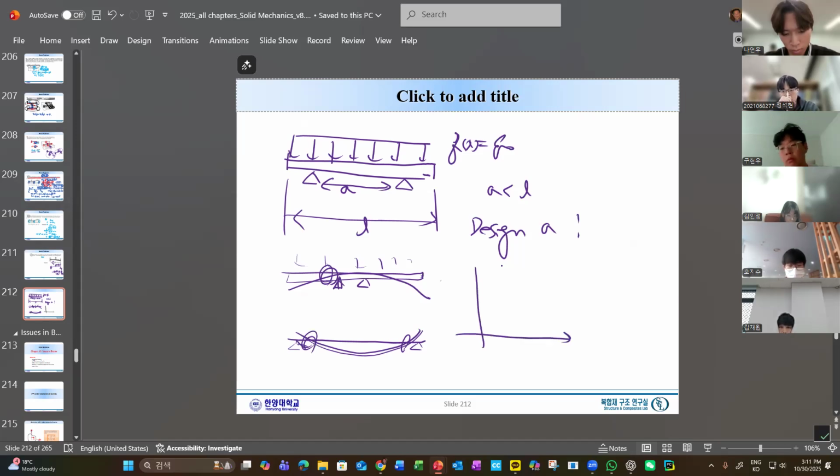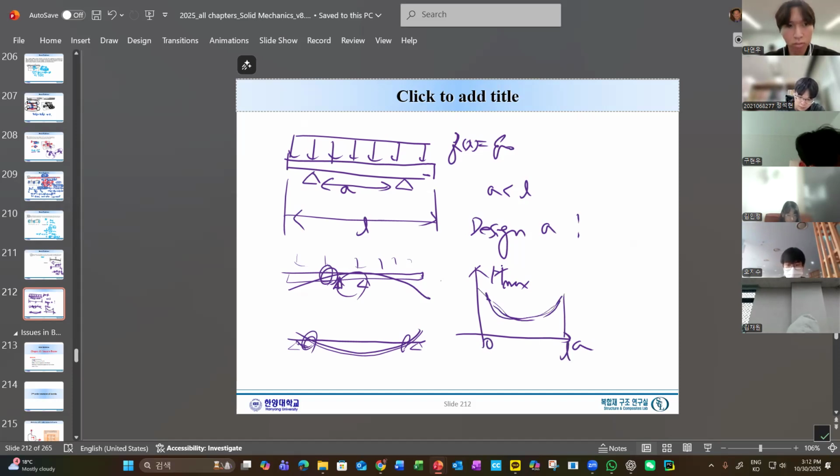So as engineers, we can expect the maximum moment with respect to A. This is the key point. If A is too small, like this, the maximum will be large. If A is large, then it is also large. So we can estimate like this. If A equals 0, the moment will be very big, and if L is big as well.